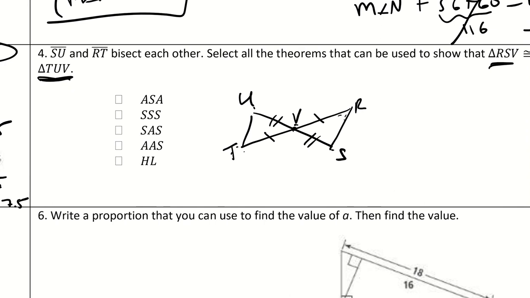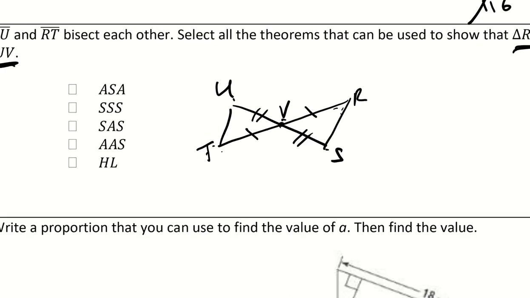Okay, so now based on these triangles, the picture's worth 1,000 words here, guys. Now that we got the picture, we can say these are congruent because they're vertical angles. So we got side, angle, side, side, angle, side. And that's your answer.